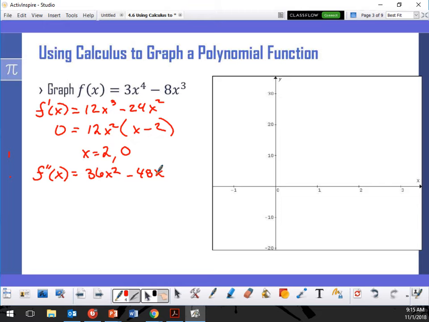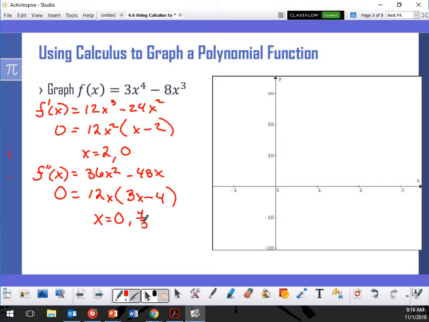Before I do that, set it equal to 0 and factor. There we go. So 0 equals... what am I factoring out from that? It's going to be 12x, and I'm going to be left with... there we go. So now that I do that, I get x equals 0 and 4/3.